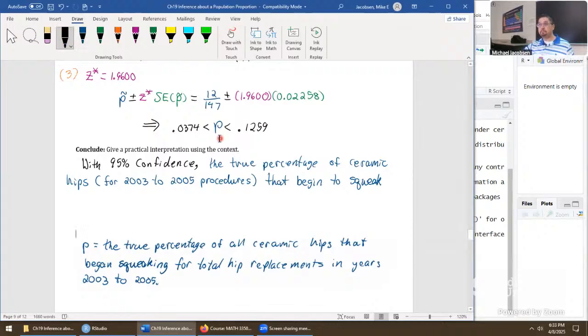We mentioned P. Now we just say what the estimate is. If you want, you can just say the true proportion. If you're going with the proportion, just carry those numbers down exactly. If you went with percentage, then you probably want to convert these to a percentage. So this one will be between 3.74% and 12.59%.